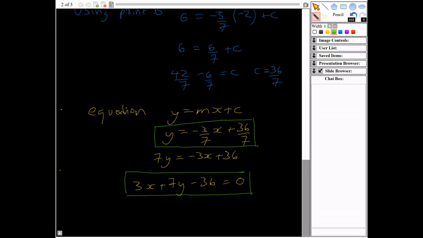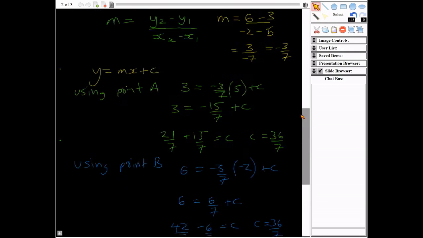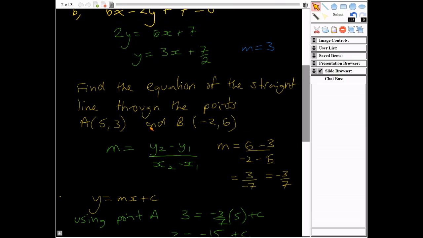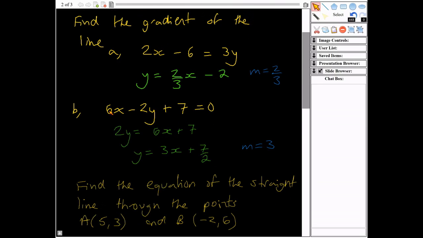All right, so either of those would be the equation of the straight line that passed through these 2 points here, A and B, using the gradient of the straight line, which is that there.